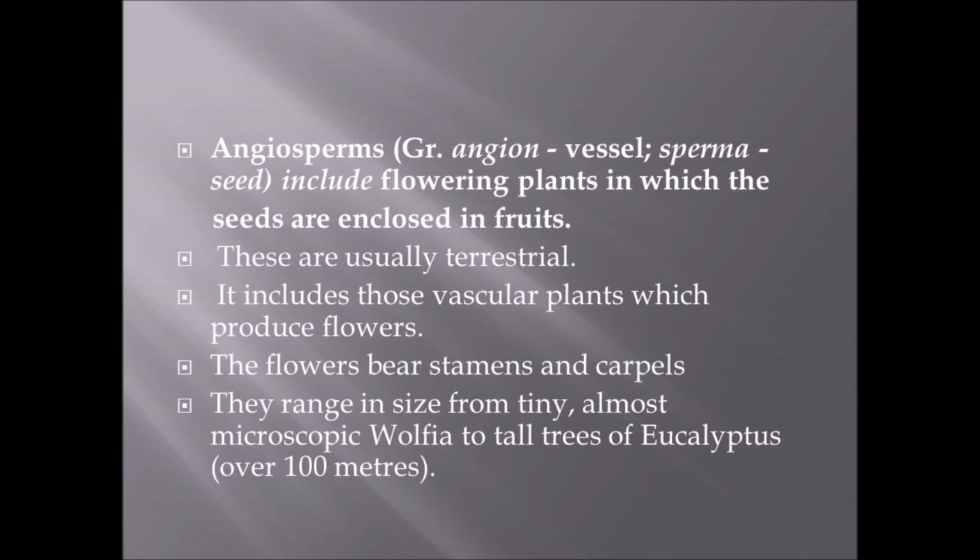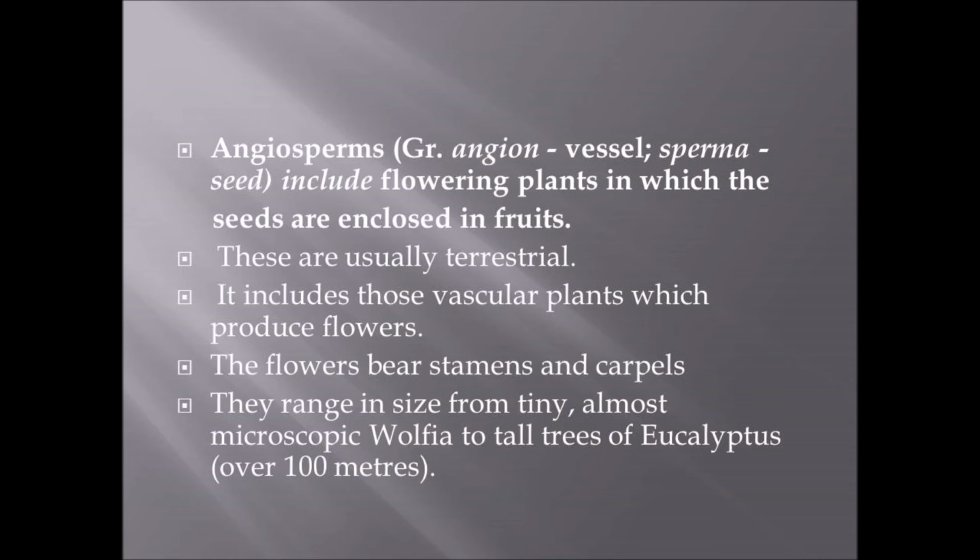Angiosperms: angion means vessel and sperma means seed. All the flowering plants in which the seed is enclosed, present inside the fruits, are called angiosperms. Mostly these angiosperms are terrestrial. They are land growing plants, and they include those vascular plants which produce flowers. Those plants which have xylem and phloem and produce flowers are called angiosperms. The flowers blooming in angiosperms have stamens and carpels, and they range in size from the very tiny Wolffia plant to tall eucalyptus plants.